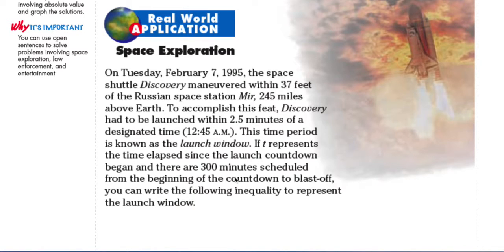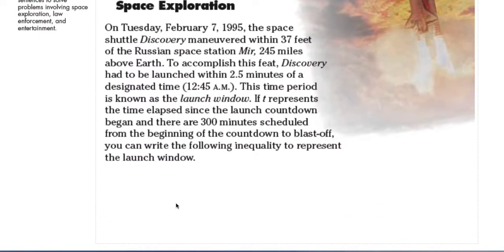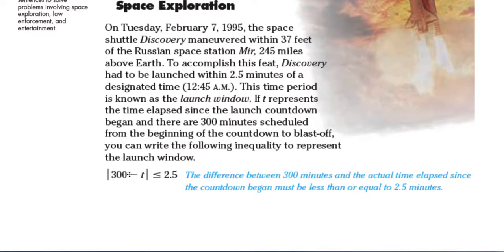If T represents the time elapsed since the launch countdown began, and there were 300 minutes scheduled from the beginning of the countdown to blast off, you can write the following inequality to represent the launch window. The inequality is the absolute value of 300 minus t less than or equal to 2.5. So that means the difference between 300 minutes and the actual time elapsed since the countdown began must be less than or equal to 2.5 minutes.